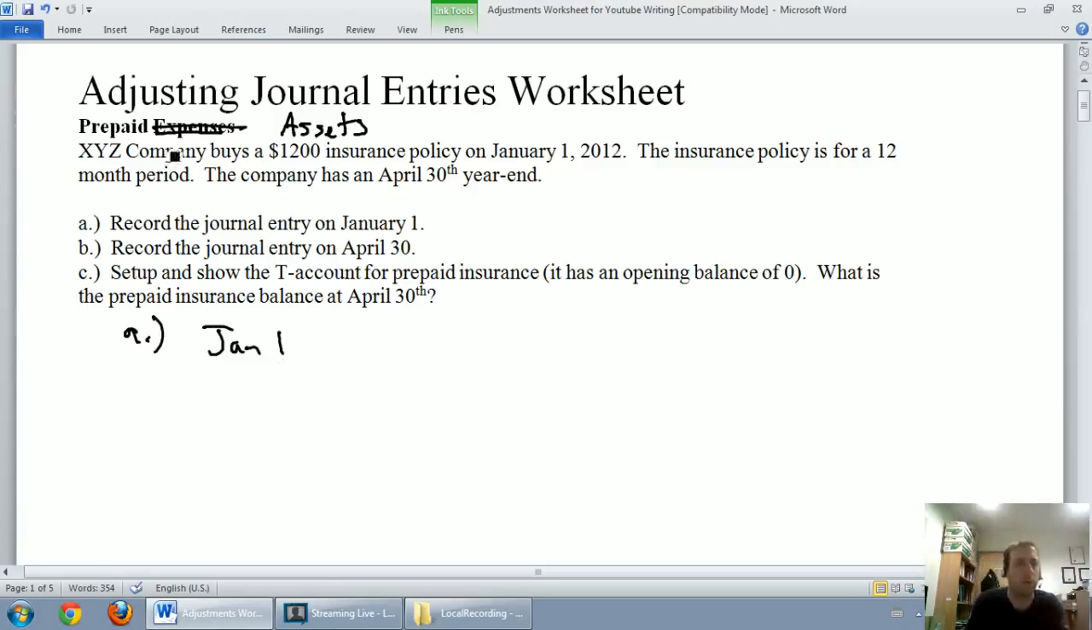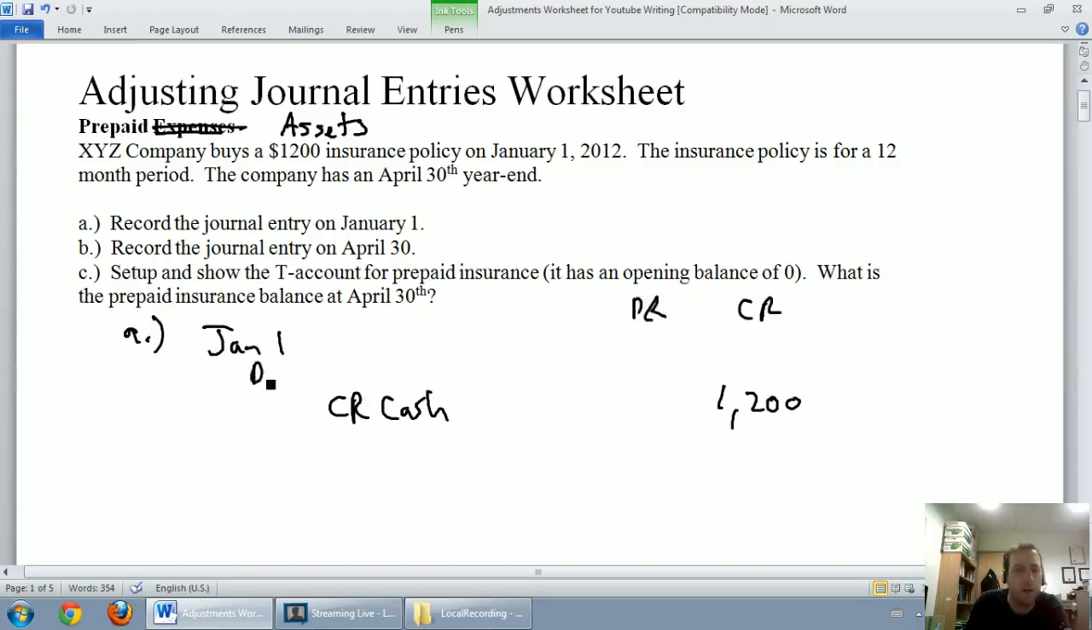On January 1st, that's just the first sentence of the question: XYZ company buys a $1,200 insurance policy on January 1st. So we bought an insurance policy. I'm going to assume for cash. If we buy something for cash, cash is an asset going down. Looking back to basic journal entries, we know to credit cash. It doesn't say we bought it for cash, but I'm going to make that assumption. If you put accounts payable here on one of my tests, I'd mark you right because the question was not specific enough. So we bought $1,200 worth of insurance and we used $1,200 of cash.